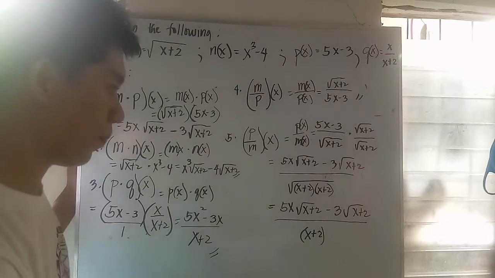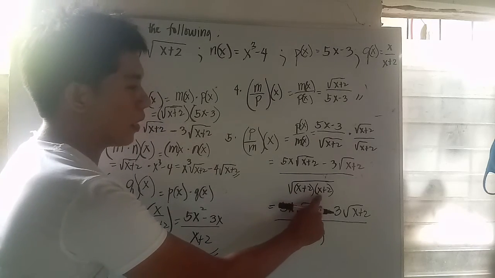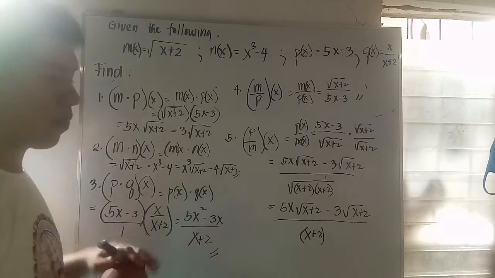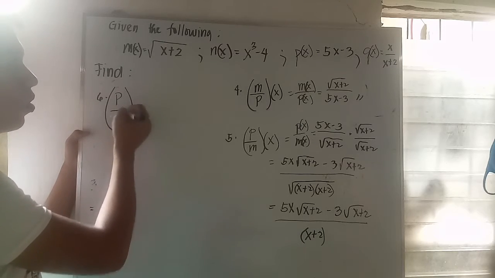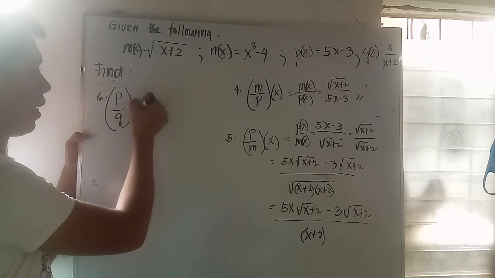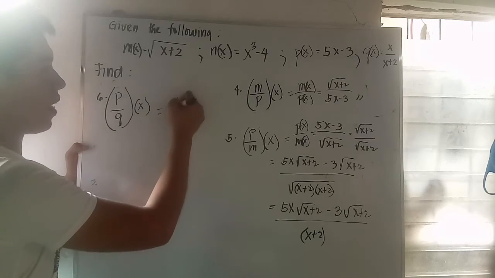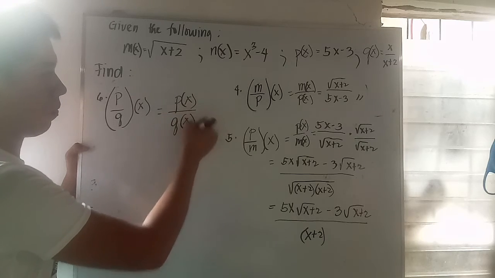So that's it. That is the answer. So square root of x plus 2 times square root of x plus 2 is x plus 2. Okay? Next, for number 6, we have p divided by q of x. So in this case, this means that we will divide p of x over q of x.